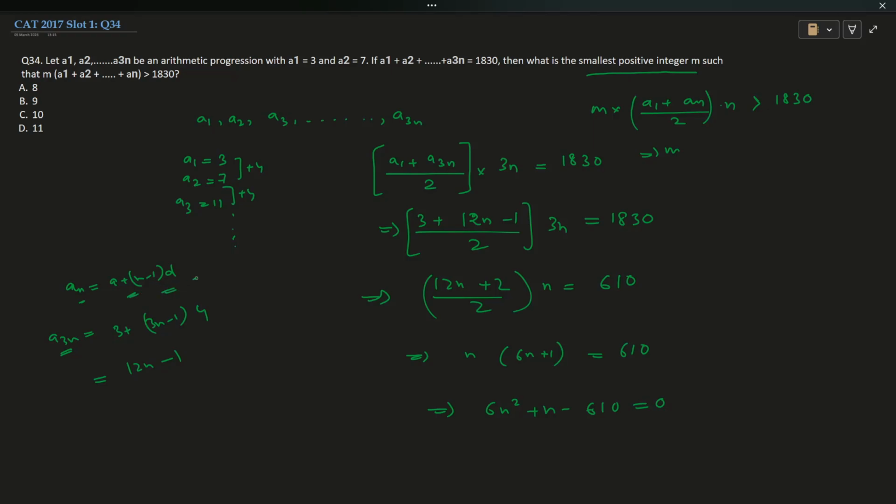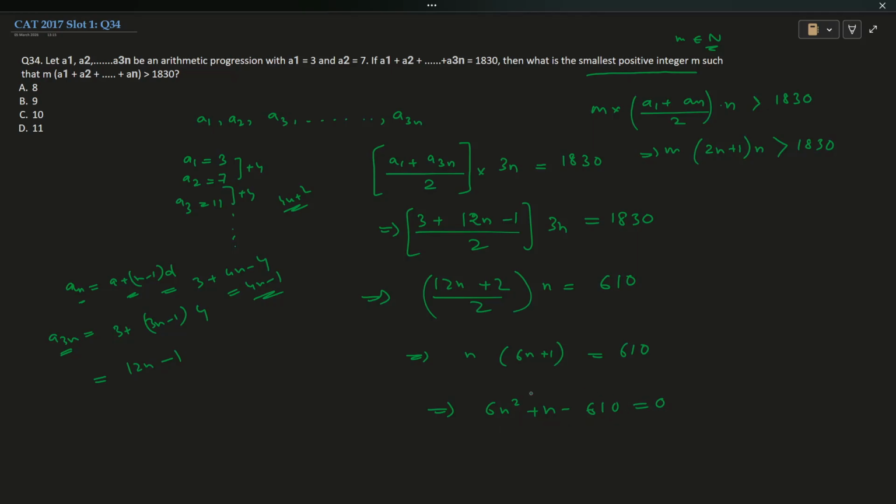So a is 3, d is 4, 4n minus, I did a mistake here, guys. No mistake, right? 12n minus 4 plus 3 minus 1, correct? No issue. 4n minus 1 is the nth term, plus 3. So this will become 4n plus 2, right? When I add a1 with an, I will get 4n plus 2. I take 2 common, 2n plus 1, into n is greater than 1830. That means I need to find the value of m. Sorry, n. And n belongs to natural numbers.